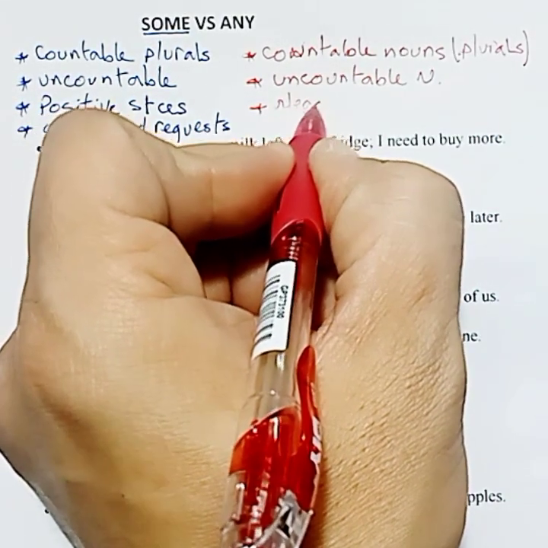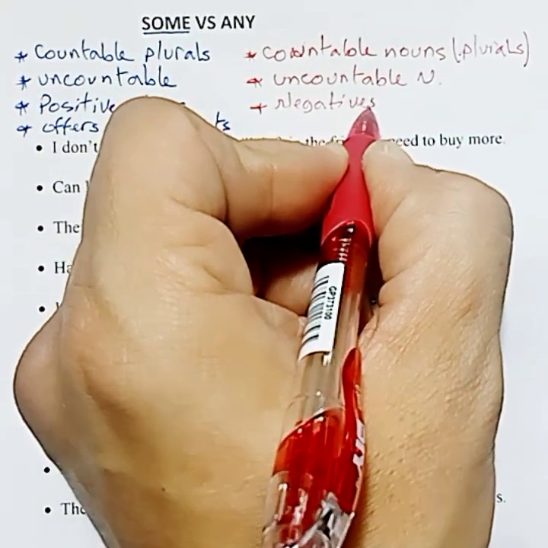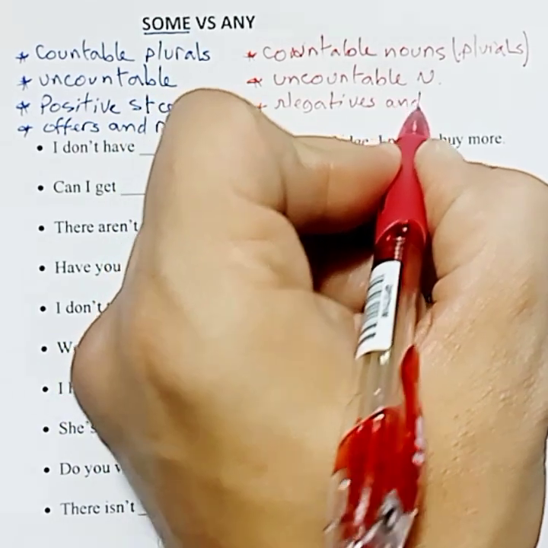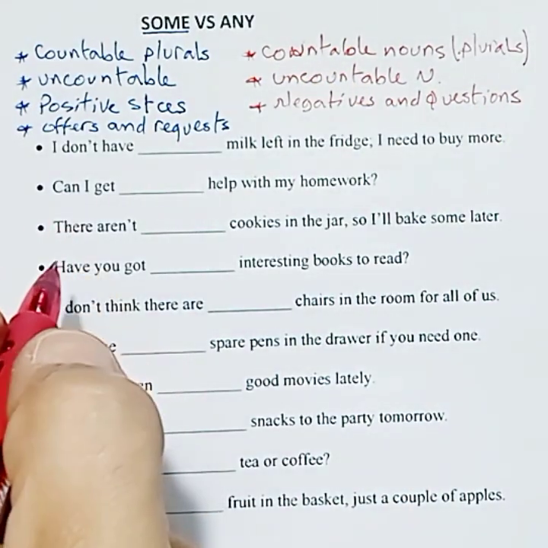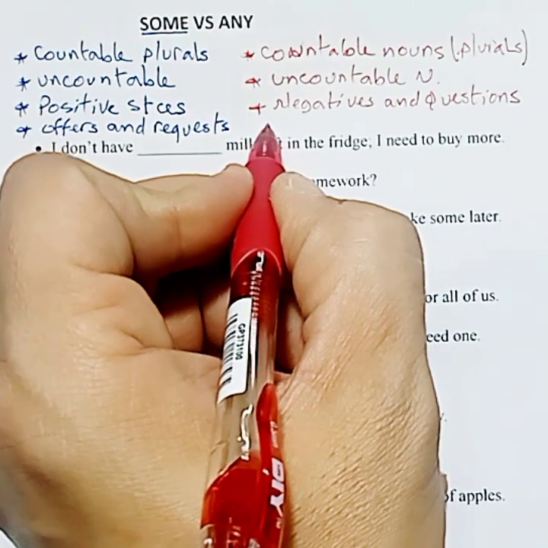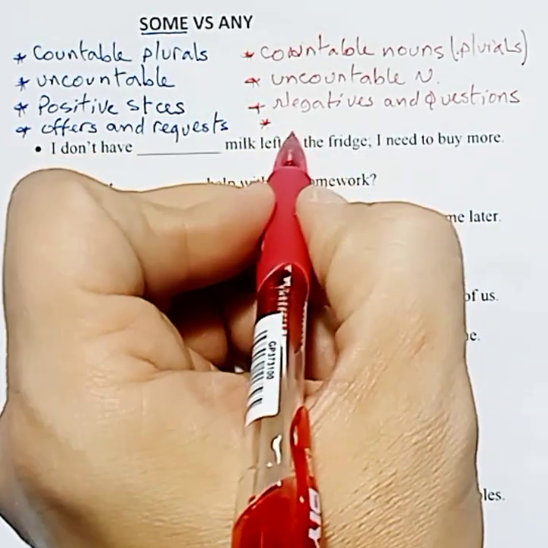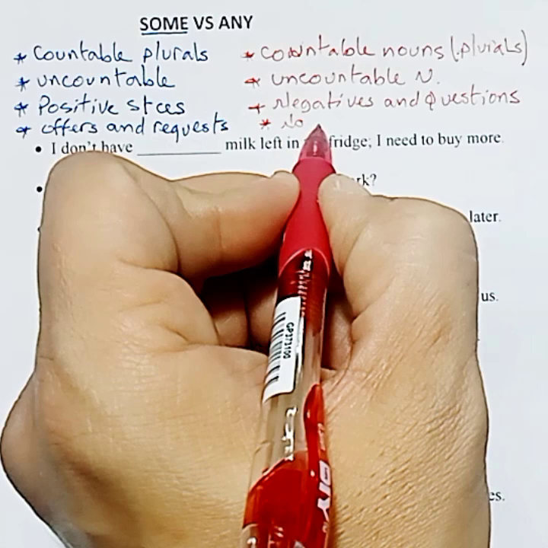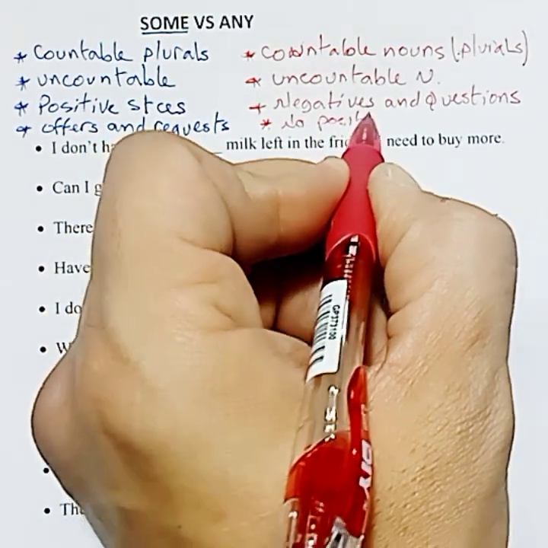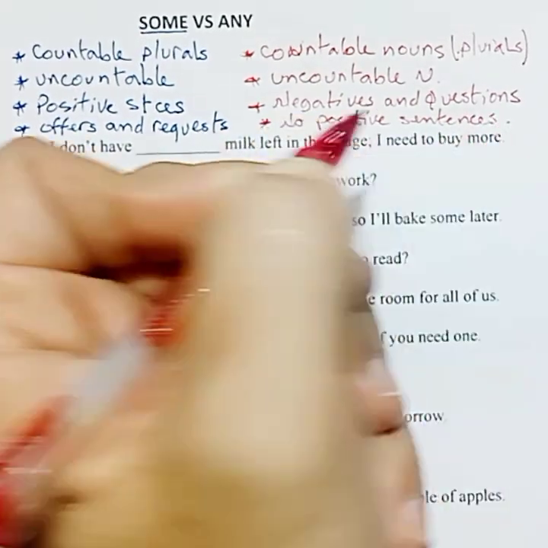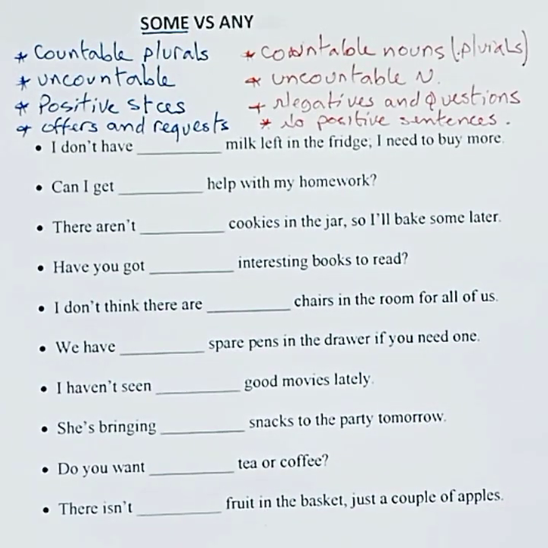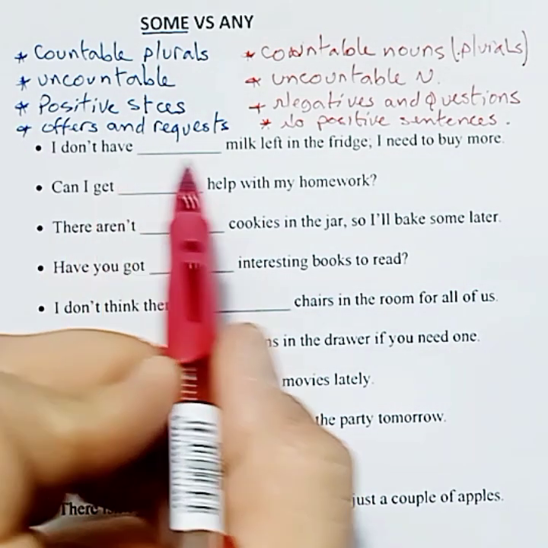Now here come the differences. Any is used with negative sentences. It's not used with positive. And normal questions. Questions that are not offers or requests, just normal, ordinary questions. And the last thing about any is it is never used with positive sentences. Don't think to use any with any positive sentence.